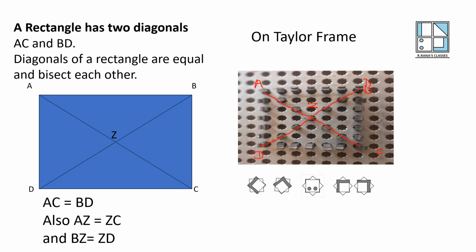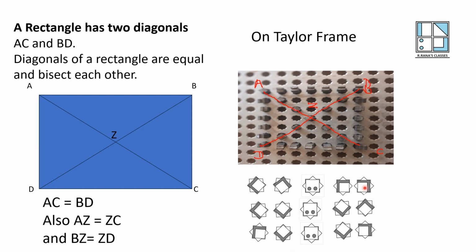And in symbols, look, the diagonal AC is equal to diagonal BD. Similarly, diagonals bisect each other. So AZ is equal to ZC, as well as BZ is equal to ZD, because AC is bisecting BD and BD is bisecting AC.